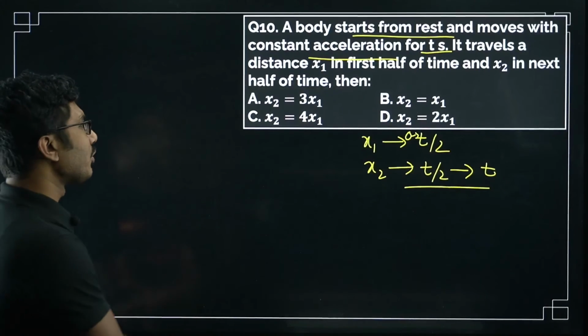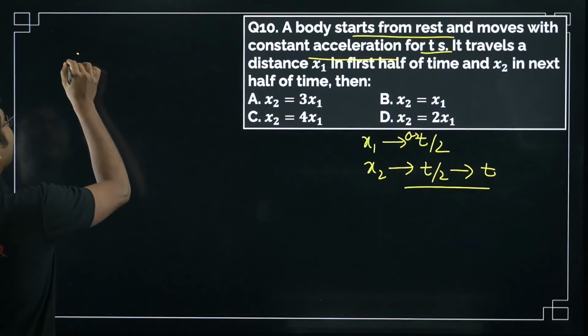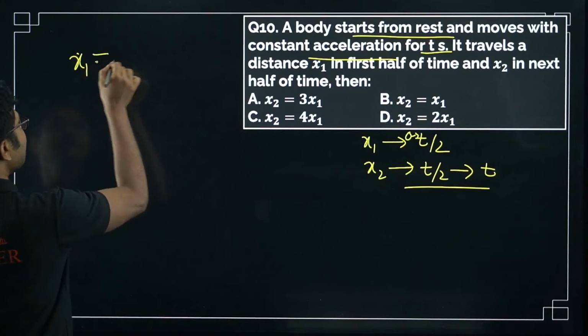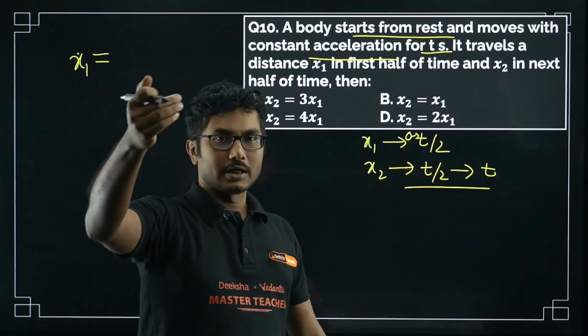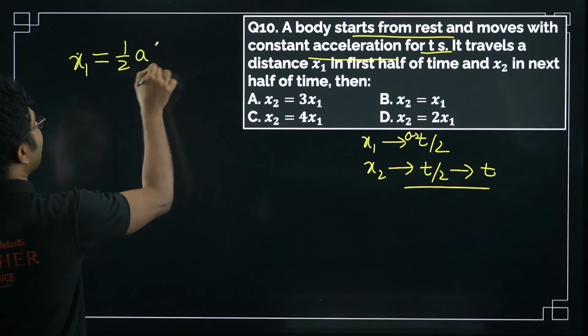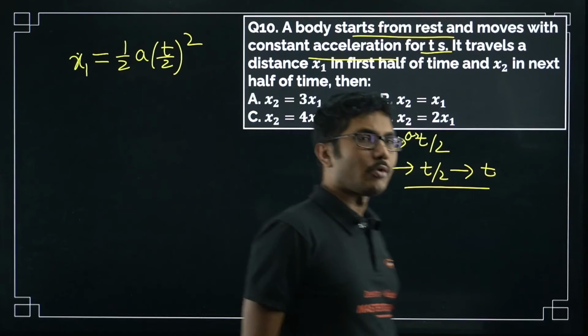Now, how to solve this question? First, we will start with the distance x1. It is easy, it is starting from rest. Uniform acceleration, say acceleration is a, so x1 will be half a t square, here (t by 2) square. Okay, so this is the starting point.